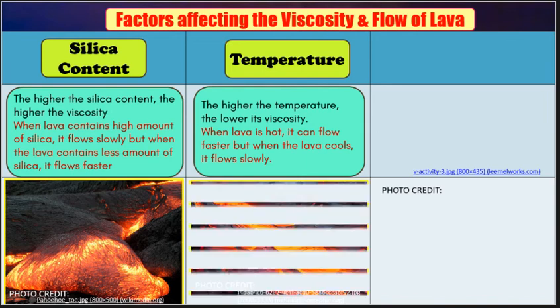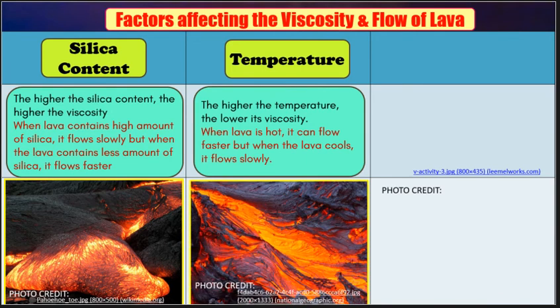Okay, so they have an inverse relation. Meaning to say, when the lava is hot, it will flow faster because the viscosity is low. But when the lava is cold, it will flow slowly because the viscosity is high.